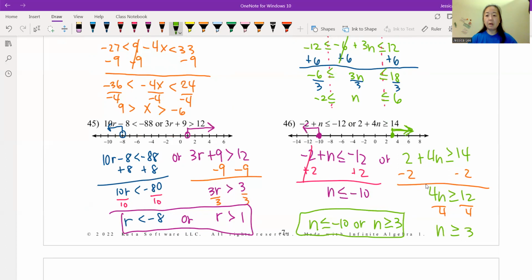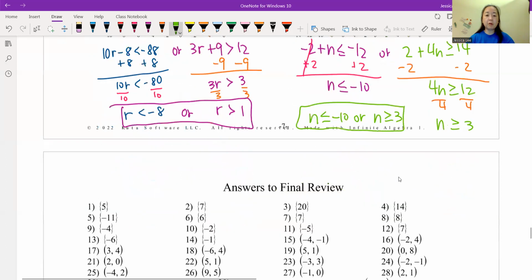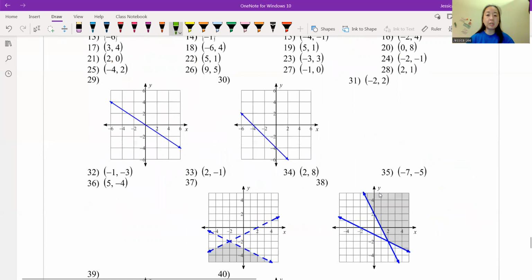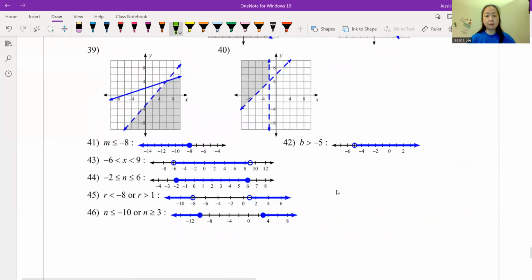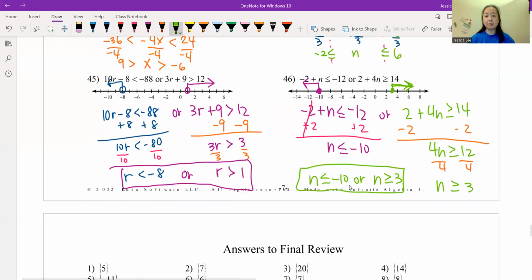Just like that. They don't always have to be both less than or equal to or greater than or equal to. One of them could be just less than, it doesn't always have to have the line underneath. These just happen to be the same. And again, like I said before, all the answers are here. So please check them and make sure I did it right. Make sure you did it right. Oh, look, see, that's exactly what we said. Negative 10 and 3. Here, negative 10 and 3.